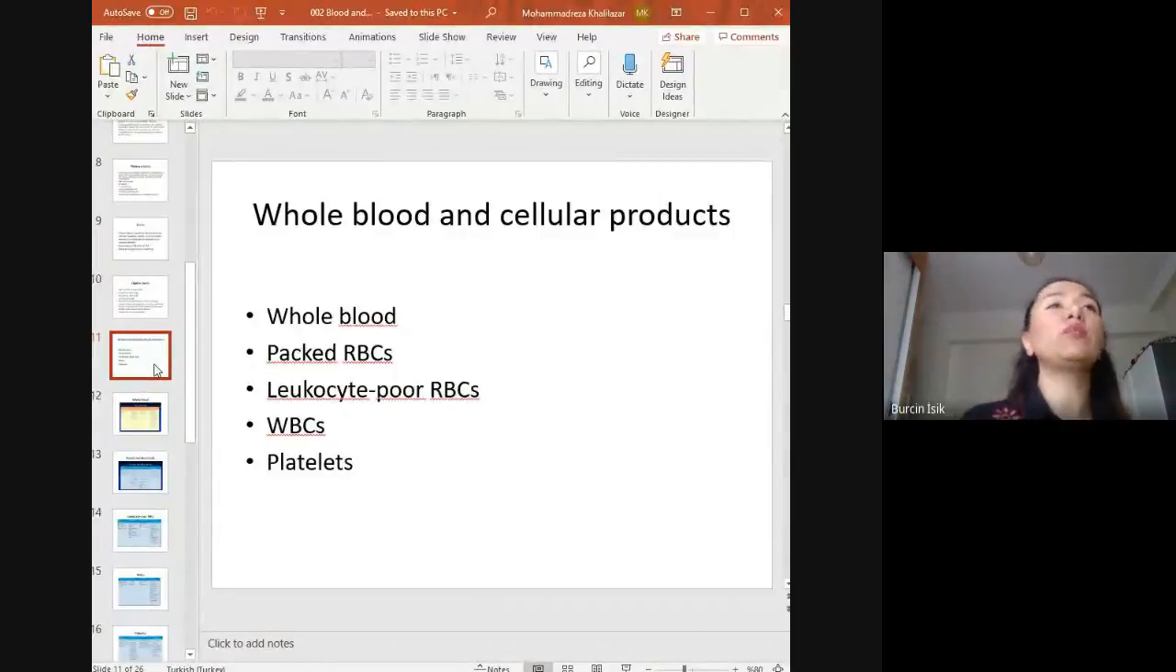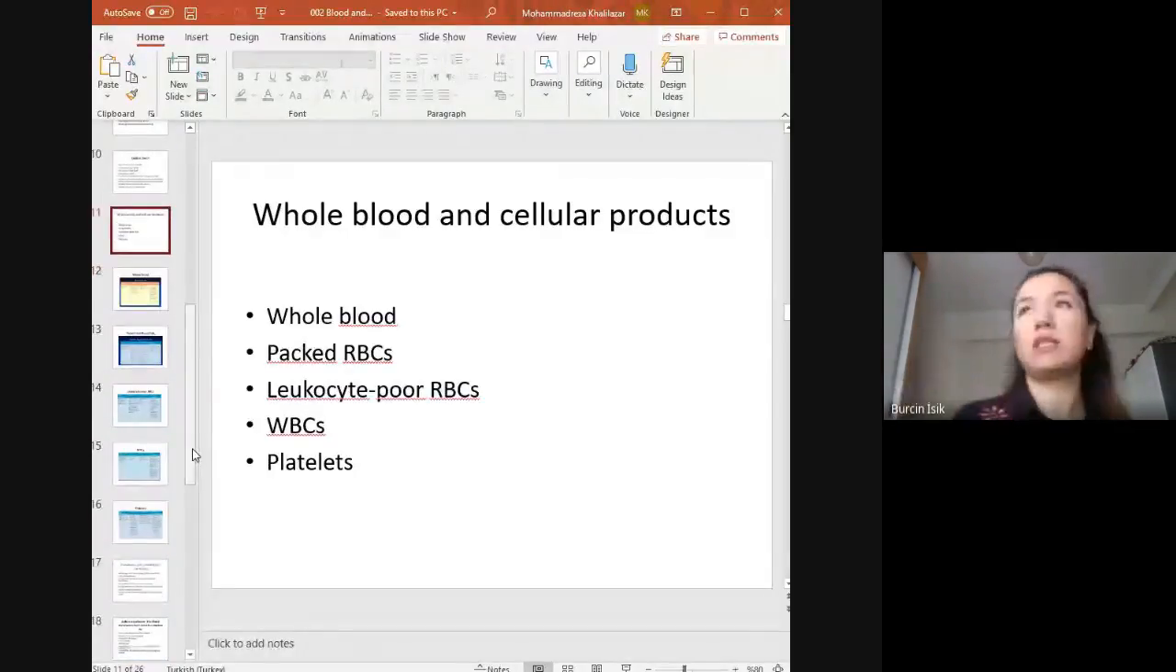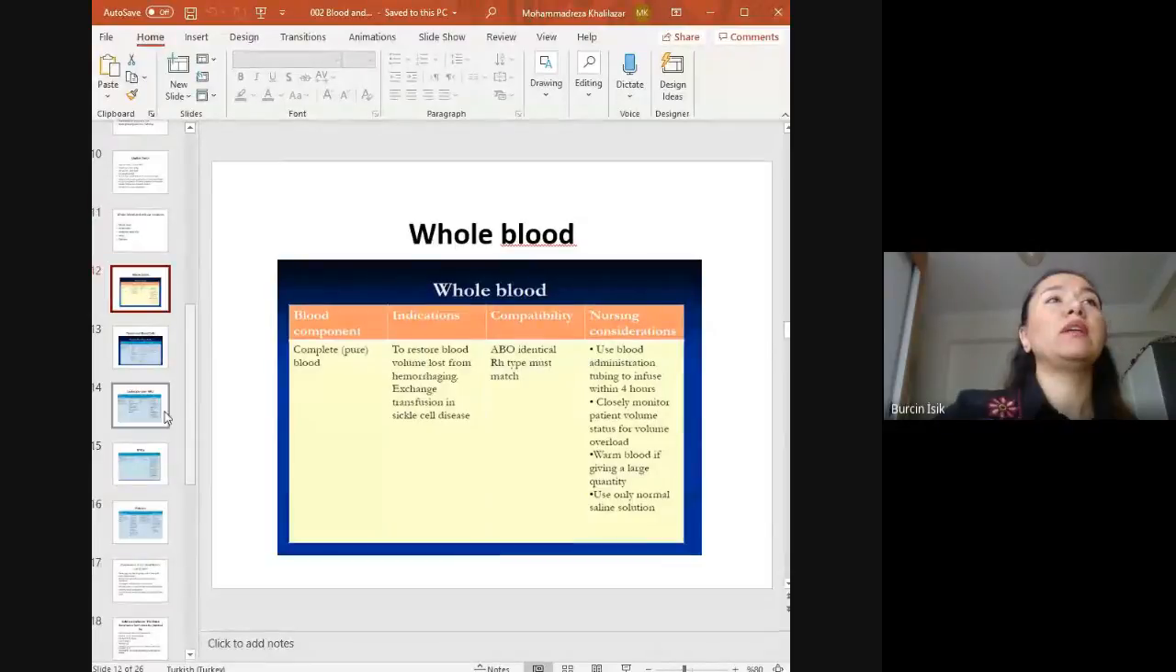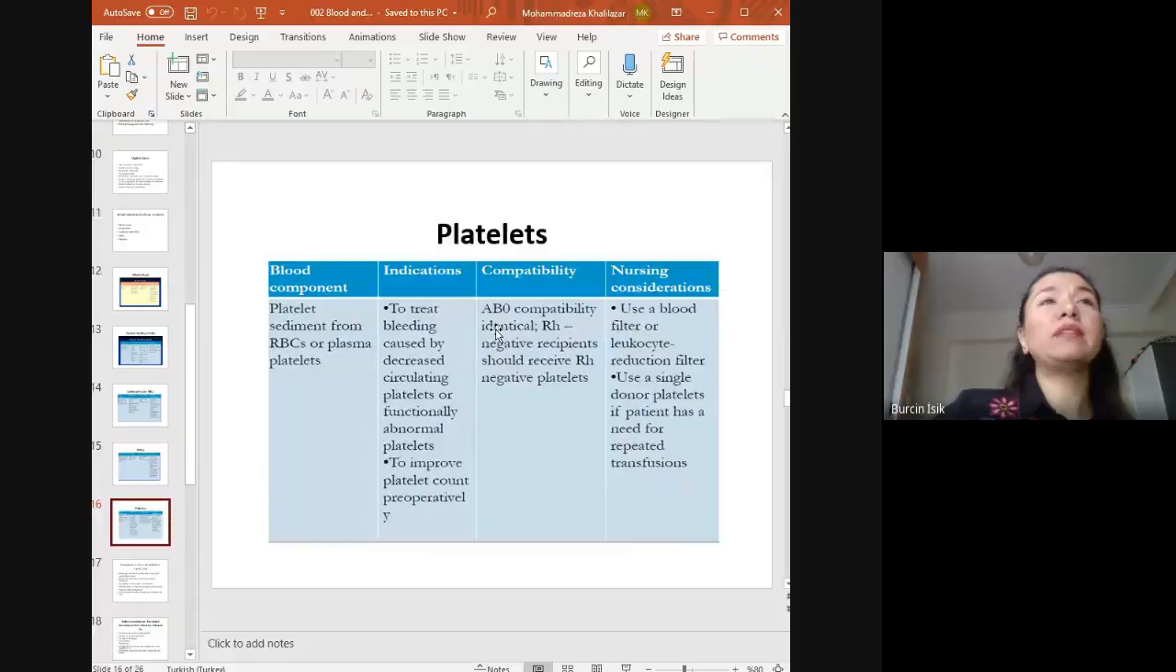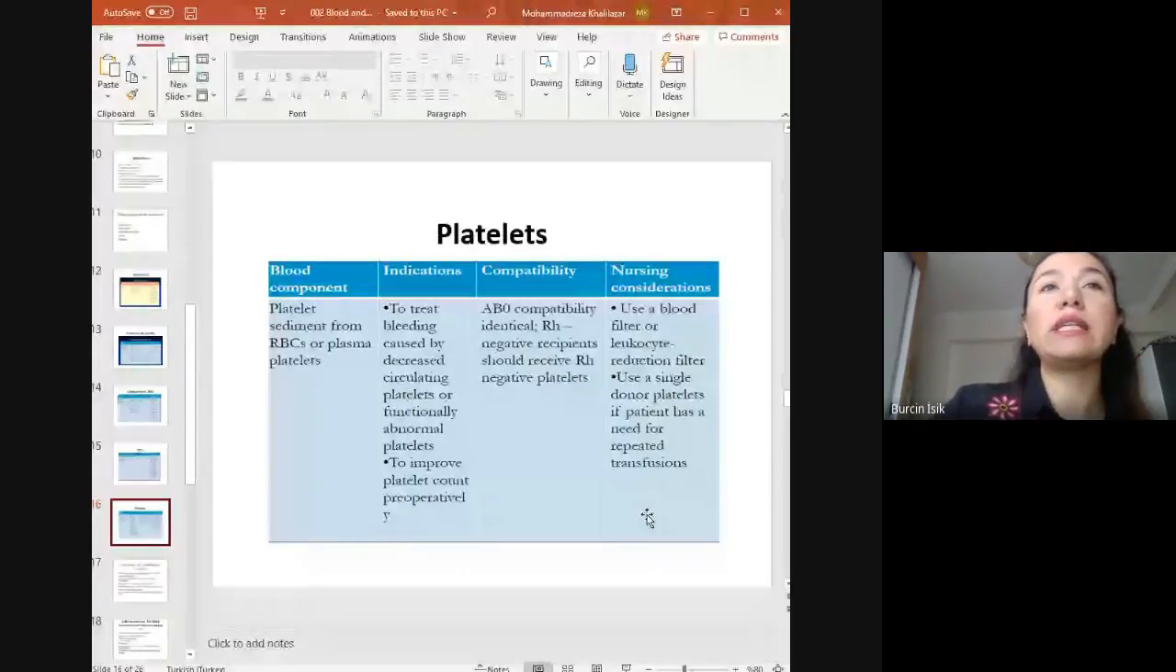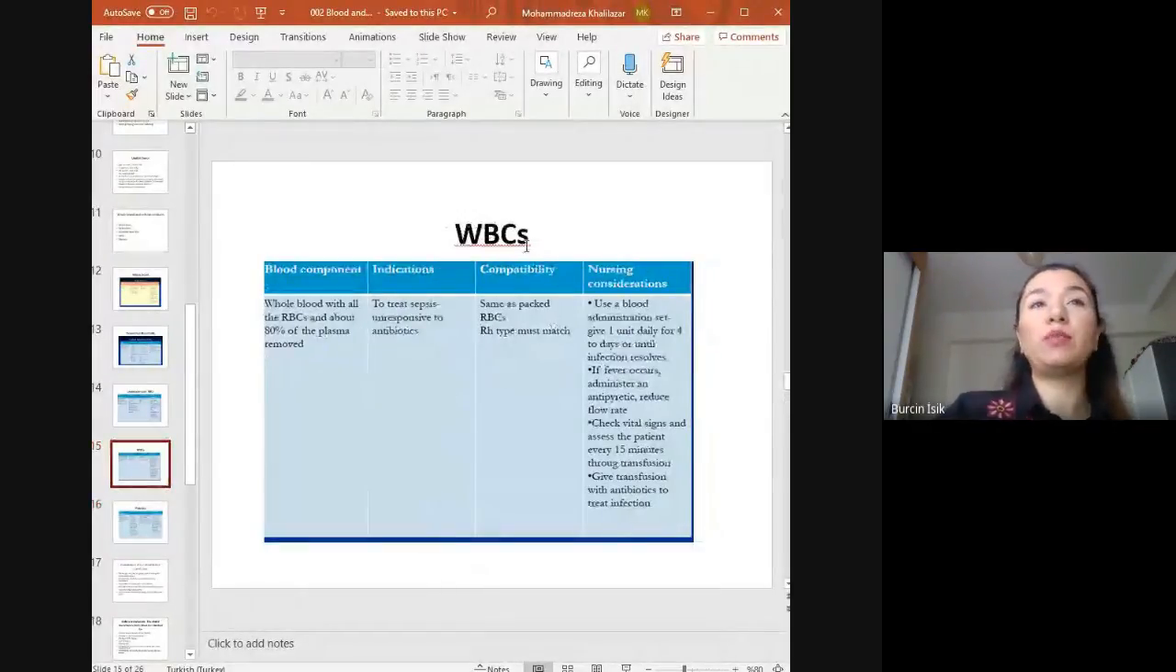About whole blood and cellular products, it may be whole blood, red blood cells, leukocytes, white blood cells, and platelets. There are different types of these in the lab. I put all of them in the slides, just see them, it's enough for you. During the injection, for most of them, be careful about the temperature, check with your eyes, and use only normal saline. But with platelets, and also with white blood cells, they also give antibiotics during the injection for patients.